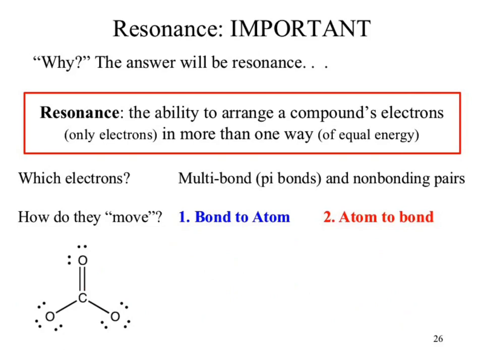Our breakdown on our rules here. We can move electrons from a bond to an atom or an atom to a bond. That's our basic motion. Okay? Particularly when looking at resonance. When we move to reactions, we can talk about other things. Okay? But we aren't there yet. Bond to atom and atom to bond.